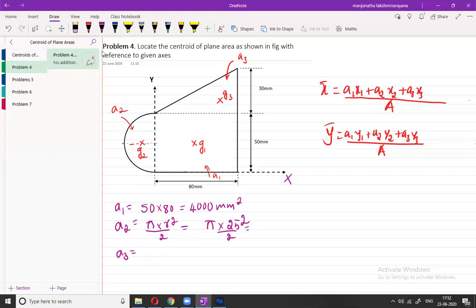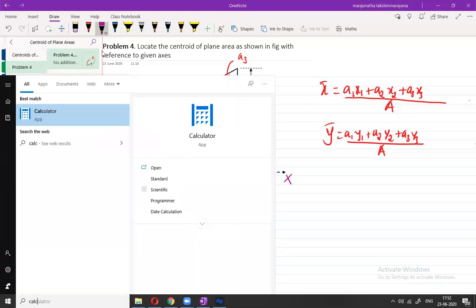And next, A3 is nothing but a triangle. So the area of the triangle is given by half into base into height. The base is this width, which is equal to 80 mm, and the height of the triangle is equal to 30 mm. You can calculate that, so I will do it later. You can just open the calculator and do that.